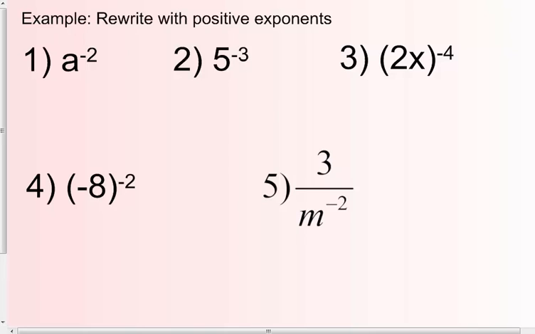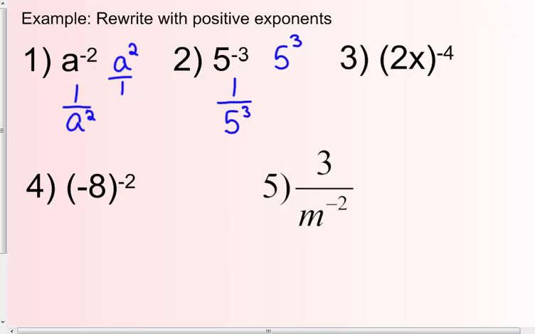So here's some examples. Rewrite with a positive exponent. So A to the negative 2nd is the same thing as the reciprocal of A to the 2nd, or the multiplicative inverse. Well, this would be A to the 2nd over 1, flip it over. 1/A to the 2nd. That's what I mean by multiplicative inverse, or what you call reciprocal. 5 to the negative 3rd, think 5 to the 3rd and do its multiplicative inverse. That would be 1/5 to the 3rd.